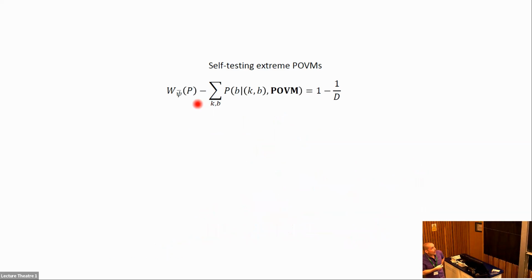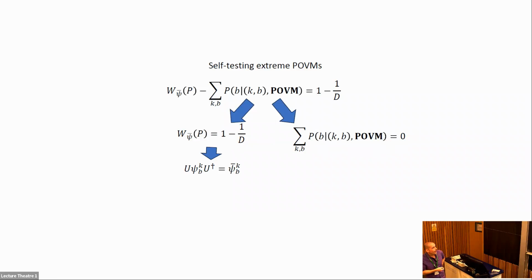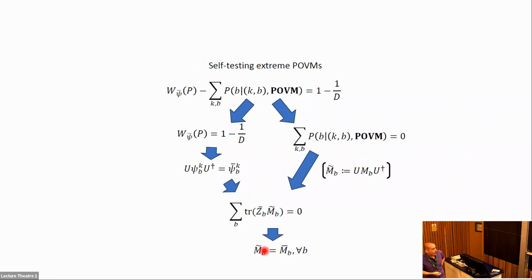So what happens when you saturate the inequality? The only way to do it is that this is equal to the maximal value, and this is equal to the maximal value. In this case, we know that we can self-test the states. There's a unitary or anti-unitary. If we apply the same anti-unitary on the POVM that was generating the statistics, generating the P, then we get this relation, but we know that the only solution of this problem is that M tilde is equal to M bar. So that's how you self-test an extreme POVM.